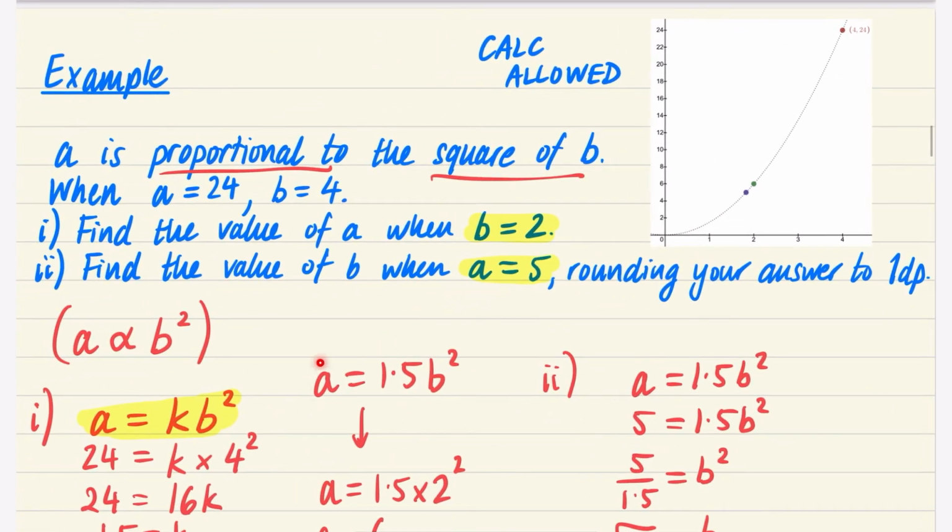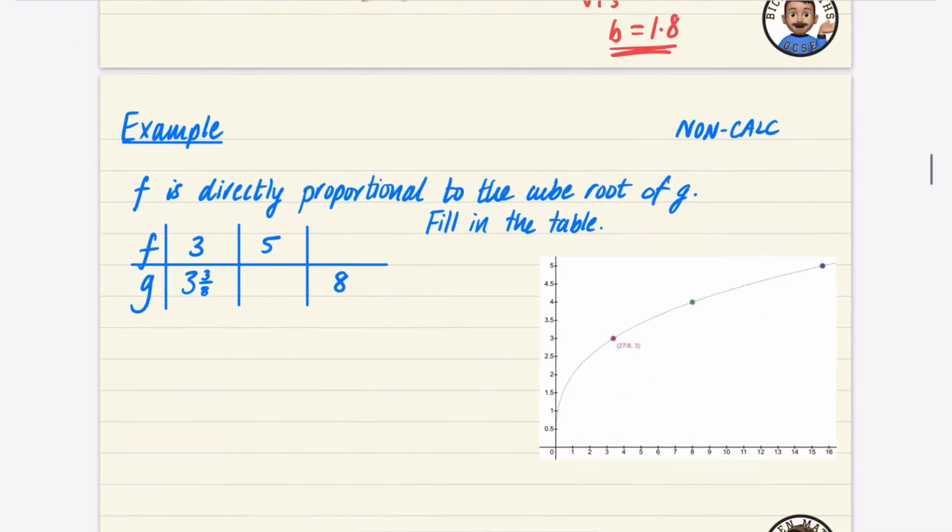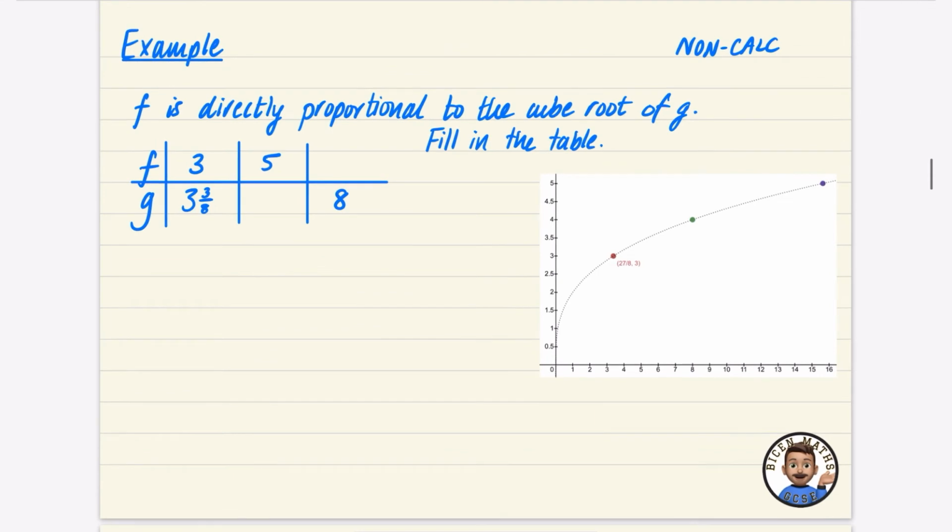And this is the equation of the line that we have of this graph. The equation of this graph is a equals 1.5 b squared. The type of graph this is, it's a quadratic graph. And I'm mentioning graphs because at the end, we're going to want to think about how they are related to their graphs. Okay, I'm going to do, I believe, one more example, and then you're going to have a go.